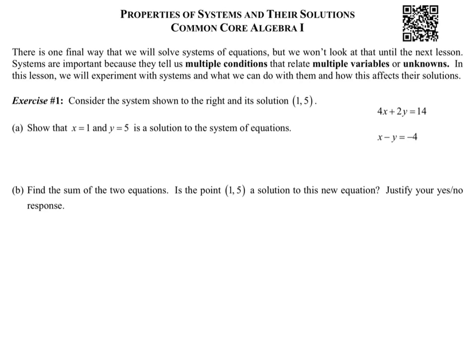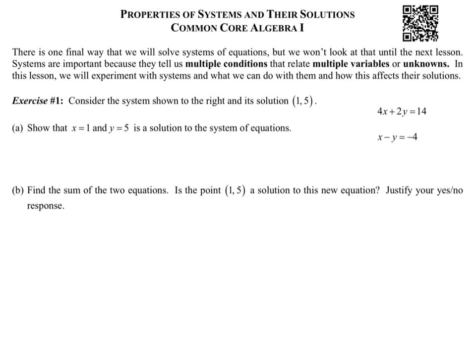There's one final way that we will solve systems of equations, but we won't look at that until the next lesson. Systems are important because they tell us multiple conditions that relate multiple variables or unknowns. In this lesson, we're going to experiment with systems and what we can do with them and how this affects their solutions. So look at exercise number 1.